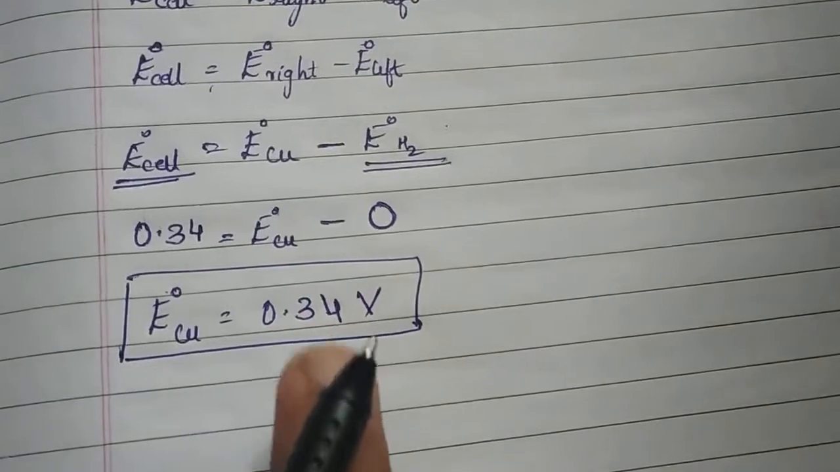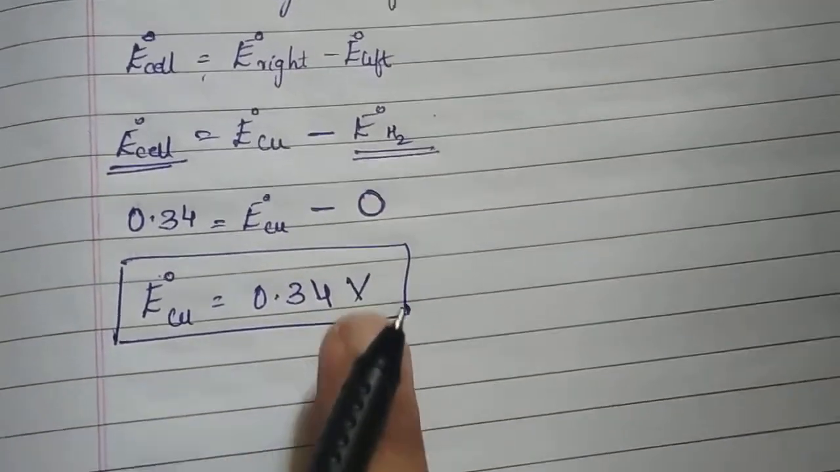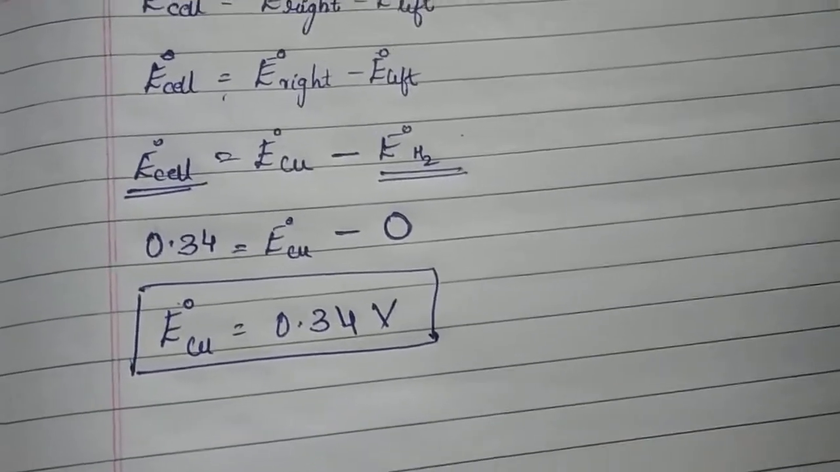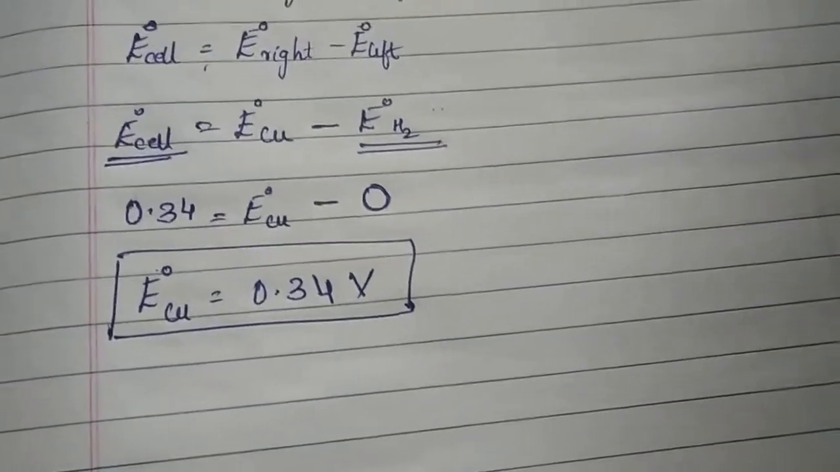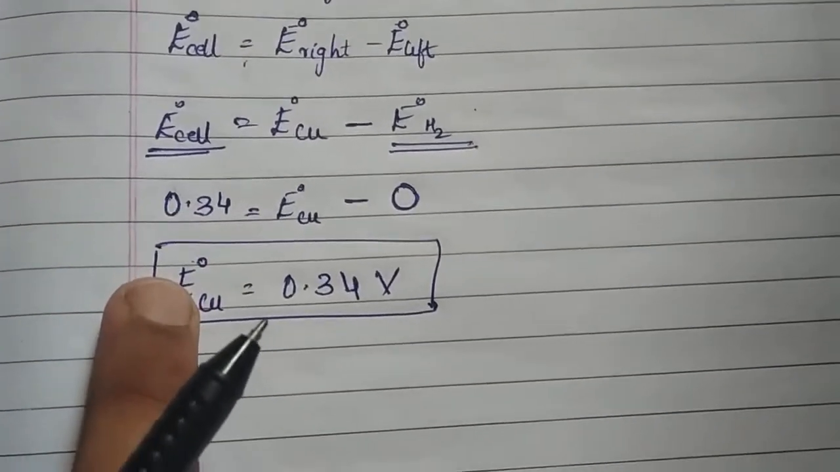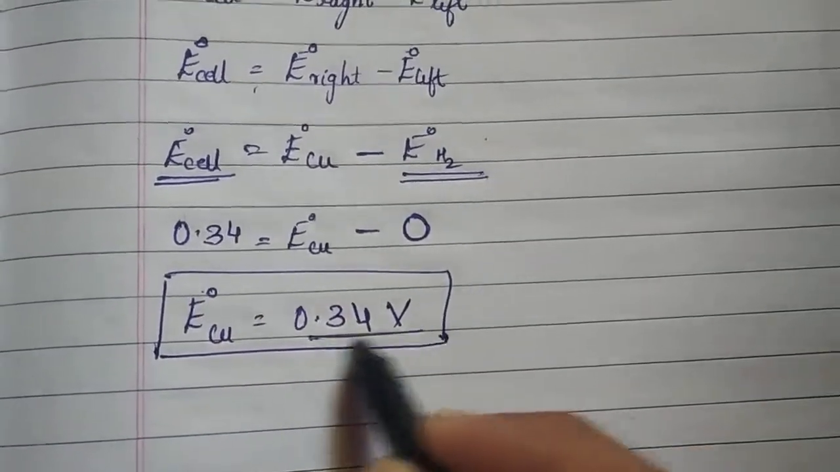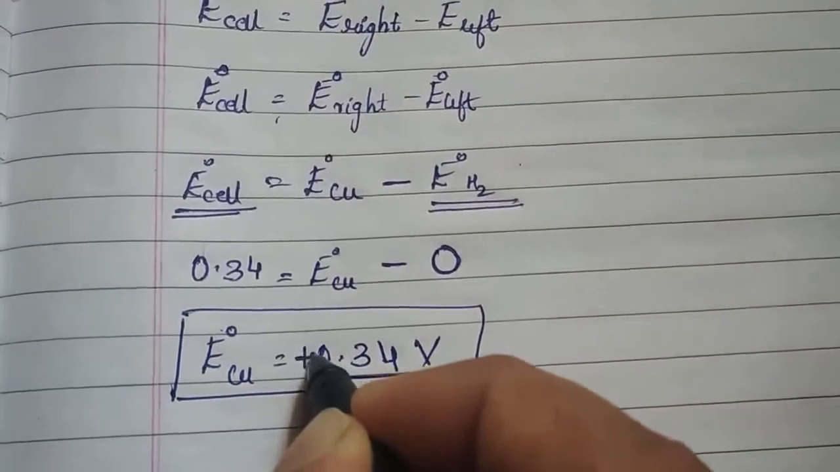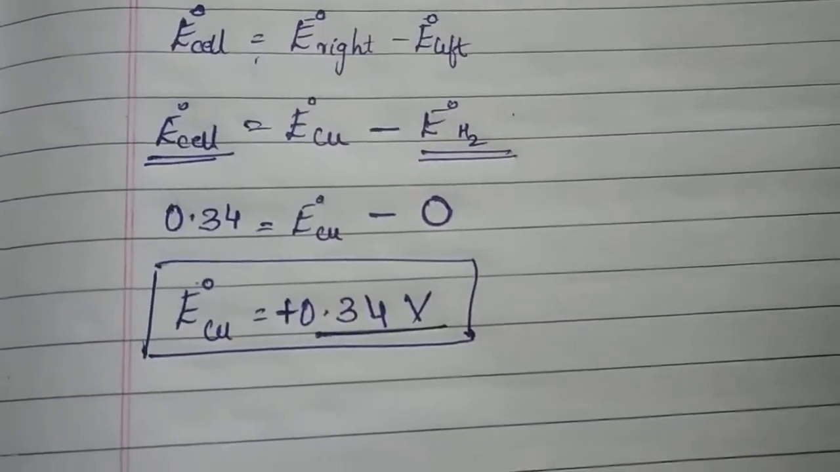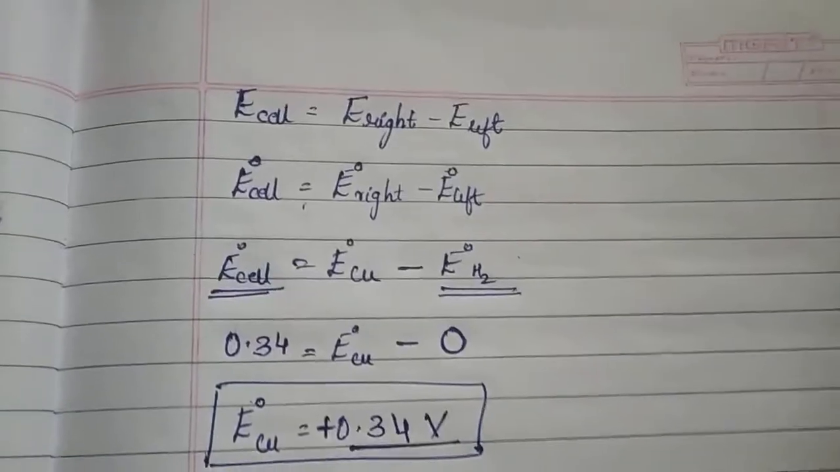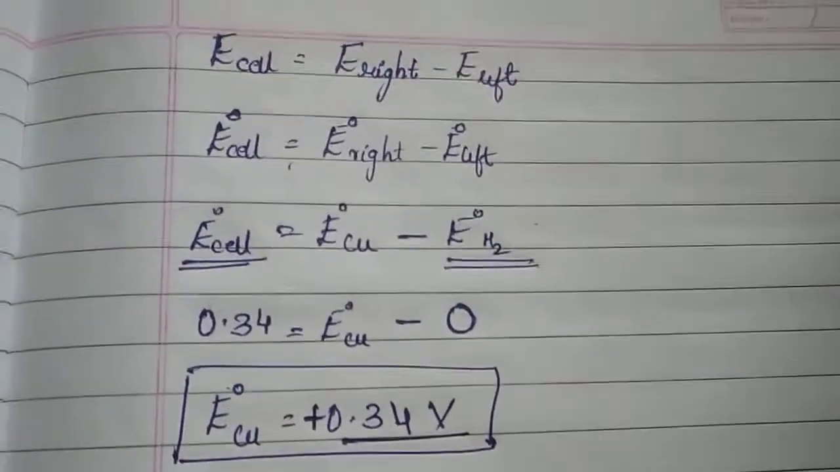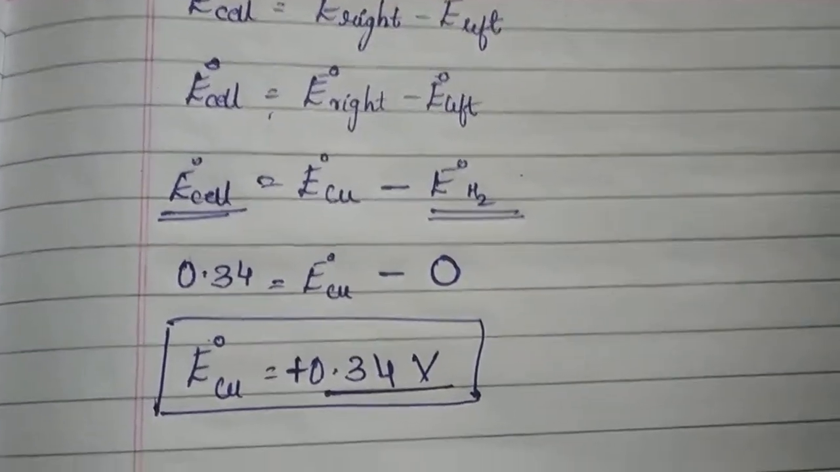So standard is a fixed quantity. Whenever you take a copper electrode dipped in 1 molar copper sulfate solution, the standard electrode potential of your copper will be 0.34 volt. Very much important. Signs are very much important. Plus. I will tell you why the sign is important. So by this way we can easily calculate. You are able to see that we have calculated the standard electrode potential of your copper electrode.